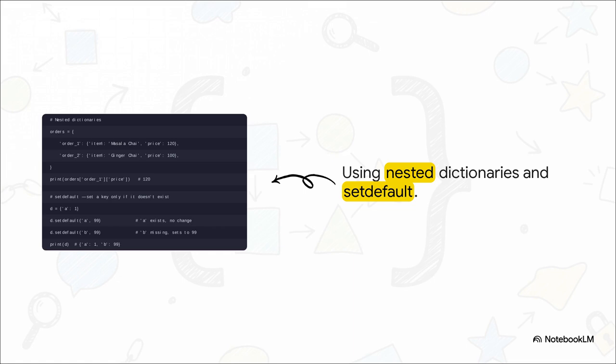Also, we can use the incredibly handy .setdefault method. This looks at a key. If it's there, it leaves it alone. If it's completely missing, it automatically sets a default value for us. It's just perfect for initializing customer data.